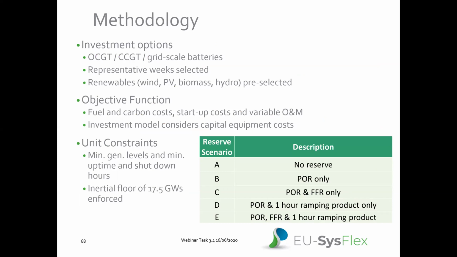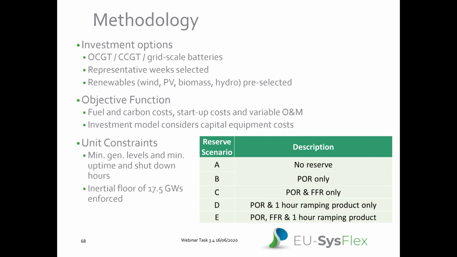So in the simulations, the renewable generation was pre-selected according to the scenarios, either steady evolution or low carbon living. And we used representative weeks, which were selected using a time slice tool, which was developed by KU Leuven. The investment options within the model are OCGT, CCGT, and grid-scale batteries. So the objective function considers fuel and carbon costs, variable operational and maintenance costs, startup costs, and then in the investment model, it also considers the capital costs of the investment options. So the typical unit constraints are considered, and also an inertial floor is introduced, which comes into play at very high penetrations of wind and solar.